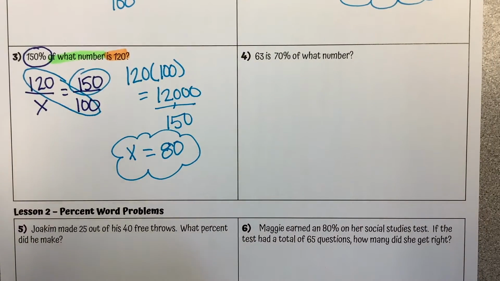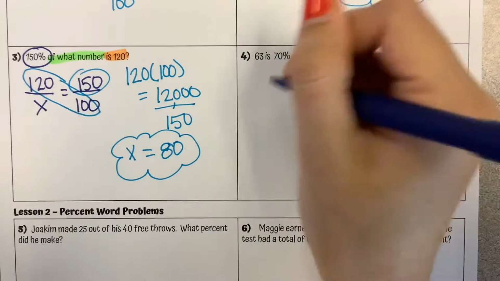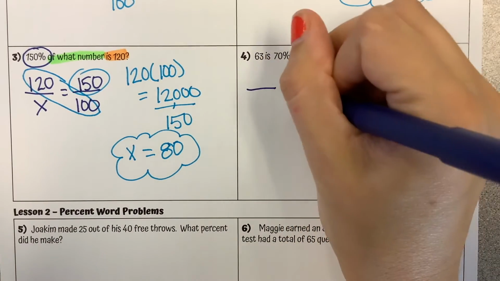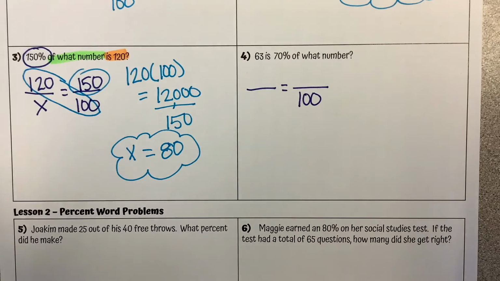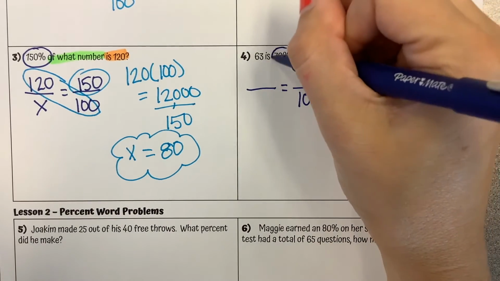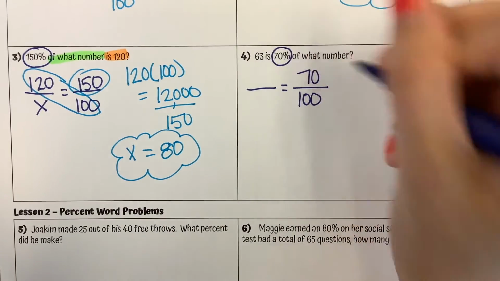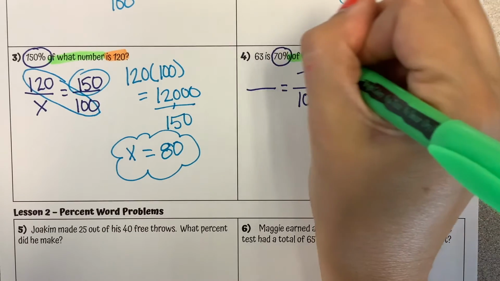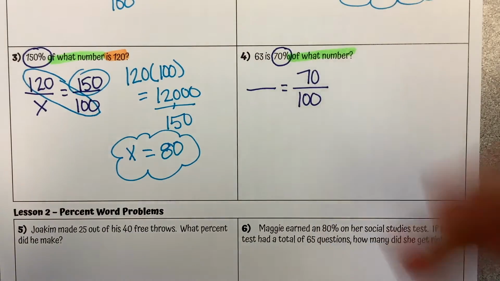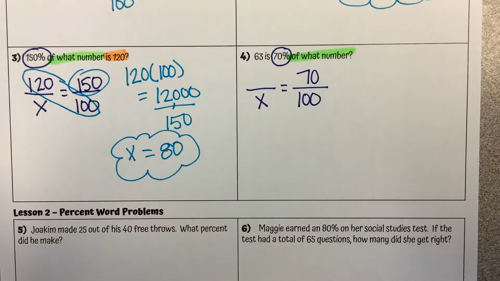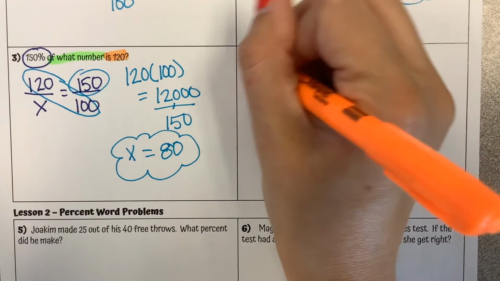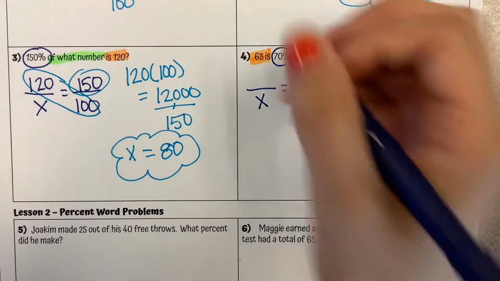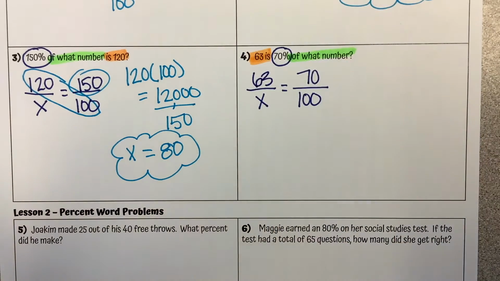Number 4, 63 is 70% of what number? So I'm setting up my blank proportion. Looking for the percent first, I see 70%, so that tells me that 70 is my percent. Looking for the word of, what number? That means we don't know the whole. And then is, that clues us into the part. 63 is, so that is our part.